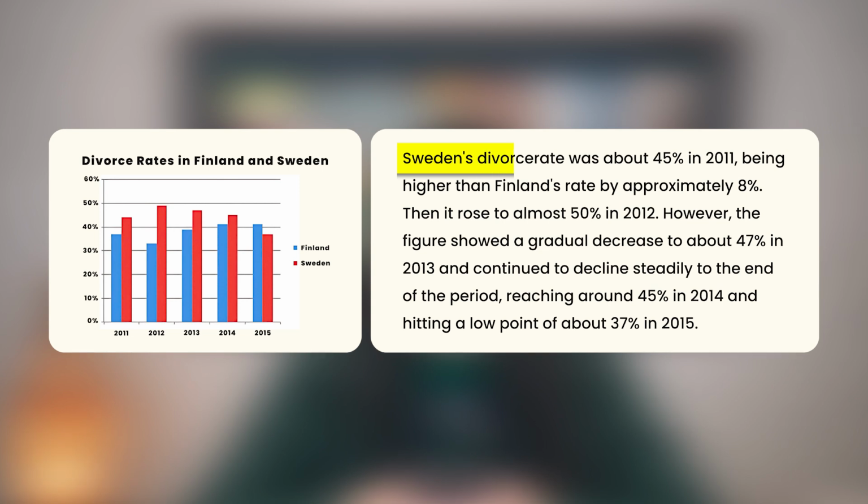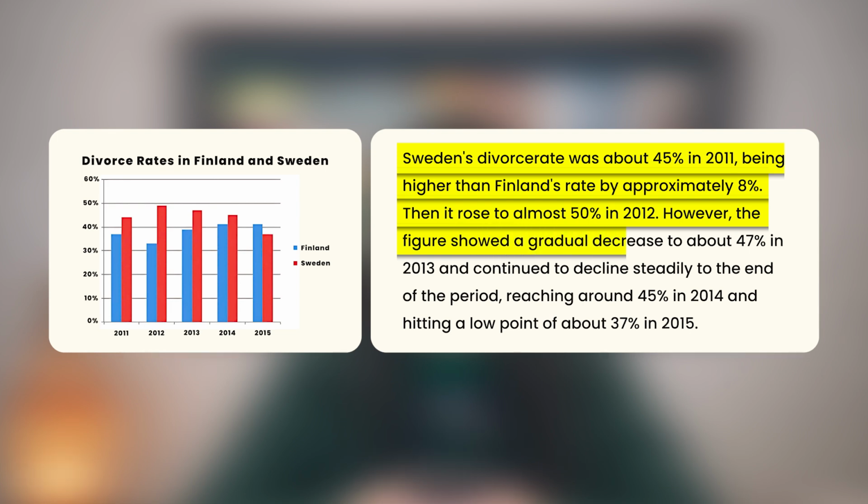Sweden's divorce rate was about 45% in 2011, being higher than Finland's rate by approximately 8%. Then it rose to almost 50% in 2012. However, the figure showed a gradual decrease to about 47% in 2013 and continued to decline steadily to the end of the period, reaching around 45% in 2014 and hitting a low point of about 37% in 2015.